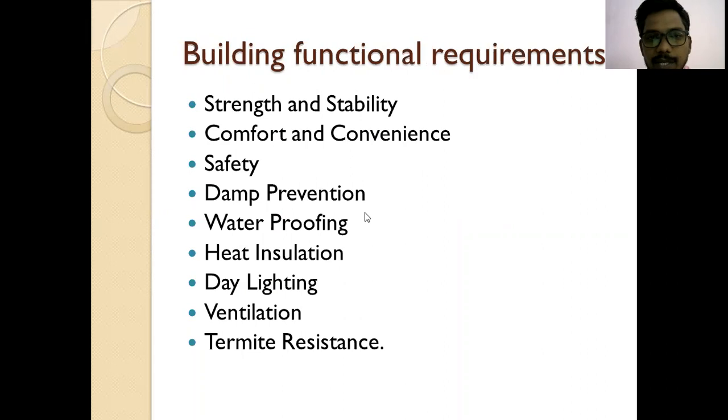That is building functional requirements. Under the building functional requirements, we have to study strength and stability, comfort and convenience, safety, damp prevention, waterproofing, heat insulation, daylighting, ventilation, and termite resistance.